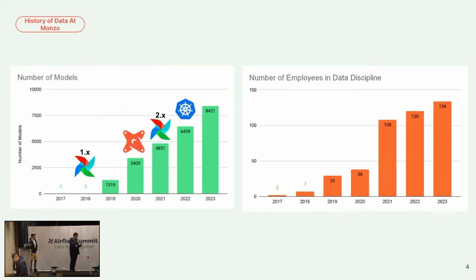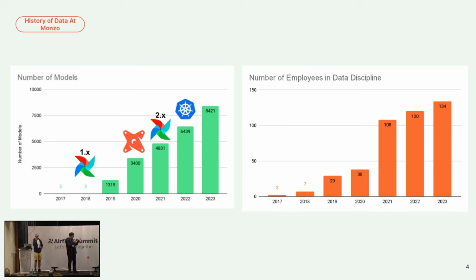So the story of data at Monzo is told in these two graphs. As you can see, when Monzo first started recruiting data people in 2017, there were only 2 people and 3 data models. Very, very small. But over the course of time, that's grown enormously to the point where now we have 134 data engineers, analysts, analytics engineers, those kind of people. And there are a couple of milestones along the way that have been really important in the way that our data infrastructure has grown.